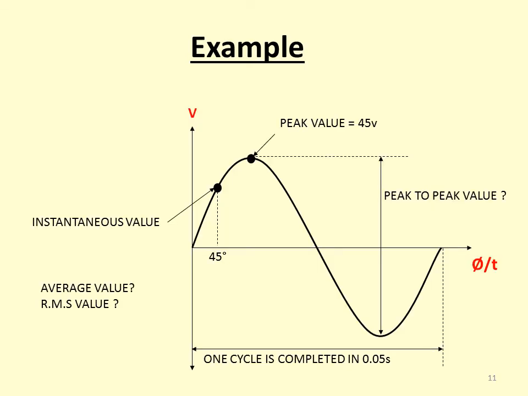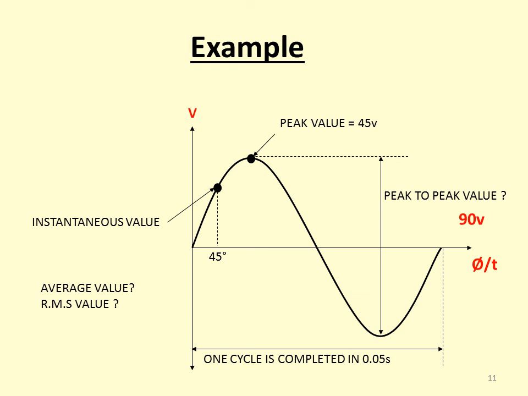Okay, let's have a look at this example. Again, pause this PowerPoint to have a go at these questions. Then once you're happy with all the answers you have, continue playing. The peak to peak value can be worked out by multiplying the peak value by 2 to give us 90 volts.